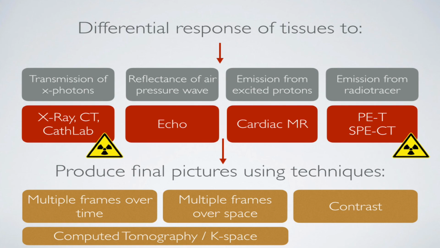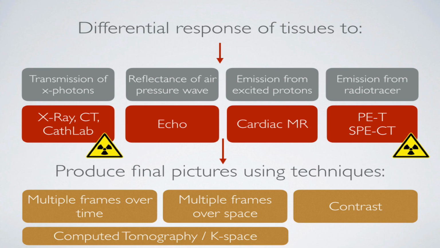And then finally, the differential response of tissues to emission from a radio tracer gives you PET and SPECT. I have also marked on there which ones have ionizing radiation. So that's X-ray, CT, and nuclear. They have ionizing radiation, so that's something to keep in mind. And we'll talk about how we select which imaging modality in a further talk.